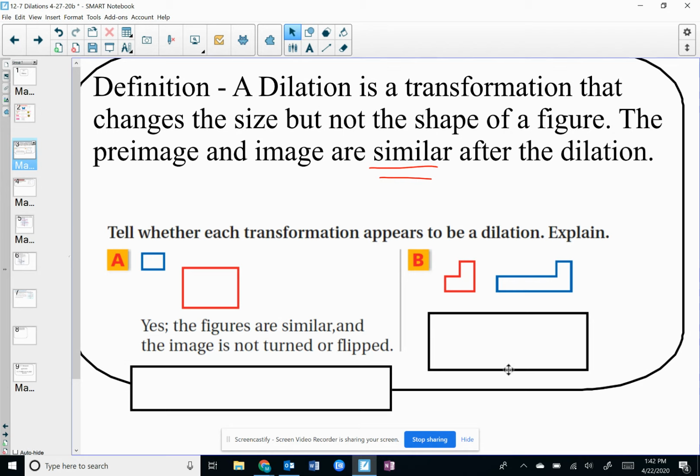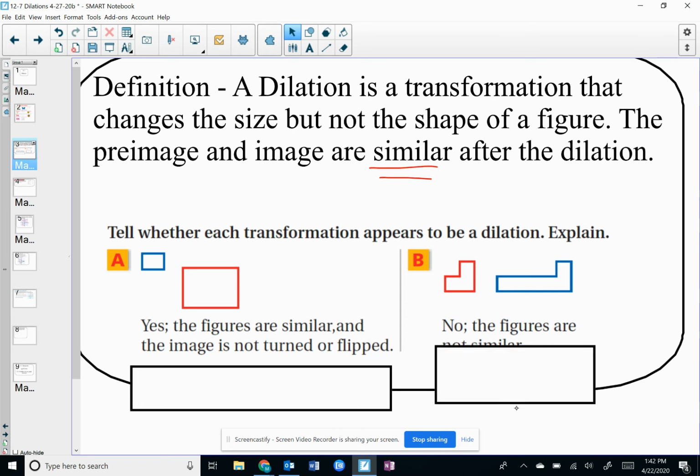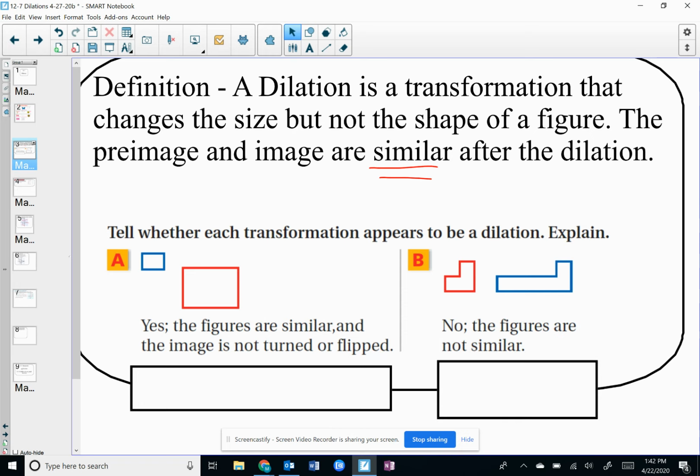And this one, it's a similar polygon. I mean, the shape, the number of sides and so on is the same, but that's not what it's talking about. It's not even an enlarged version. It's totally stretched in one direction, not others. So that would not be a dilation.